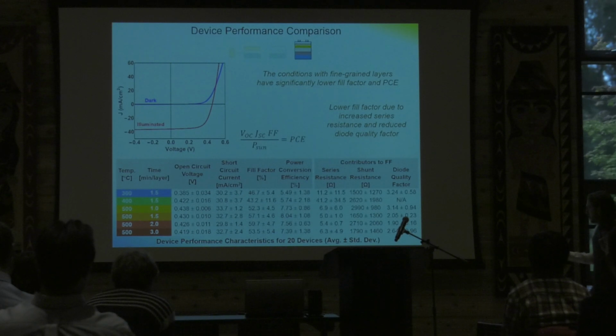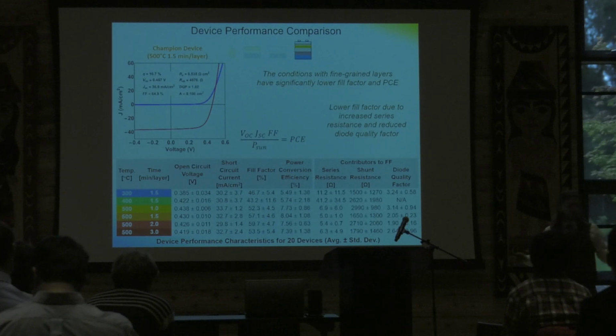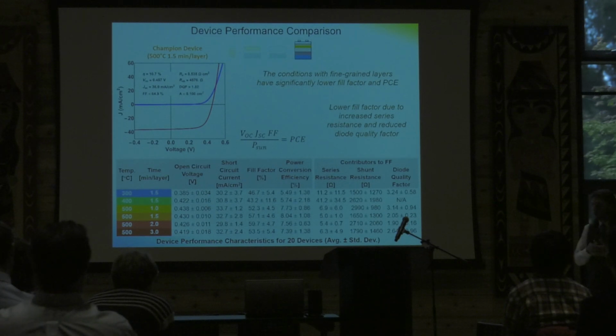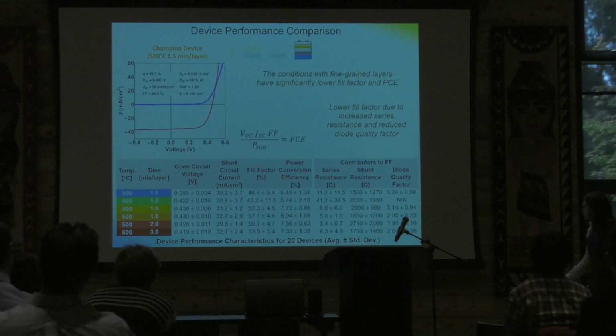The 500C films also have better open circuit voltage and short circuit current. And the champion device from this data set was 10.7% efficient, which isn't a world record, but it gives credit to this data set that we could make a decently high efficiency device for CZTS.